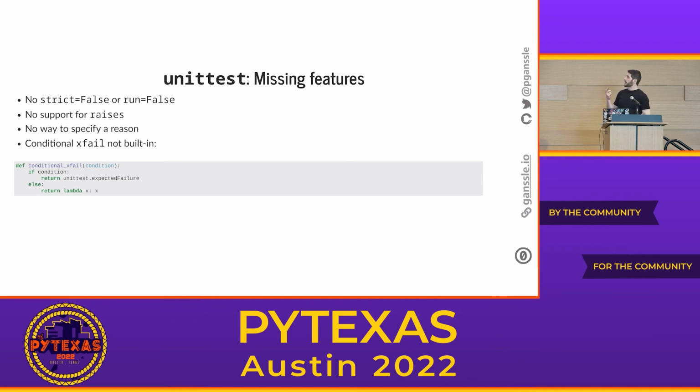But luckily, it's super easy to implement this. You write your own little decorator that returns the expectedFailure decorator if the conditional is true, and otherwise returns the function itself.